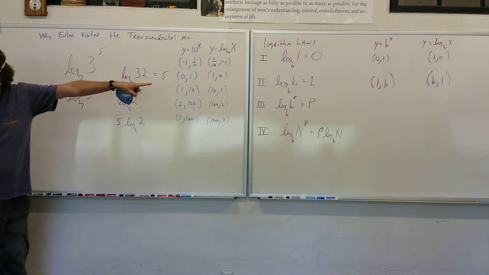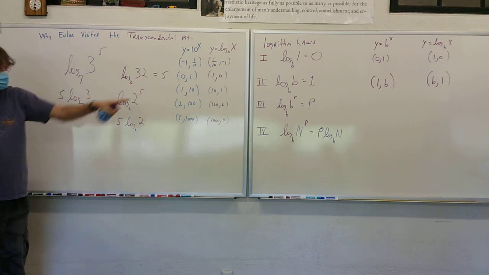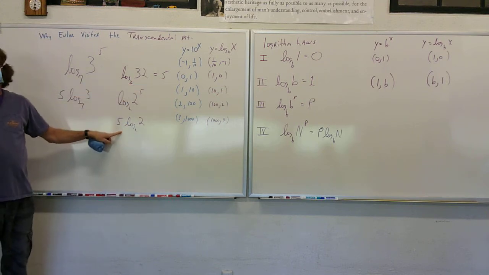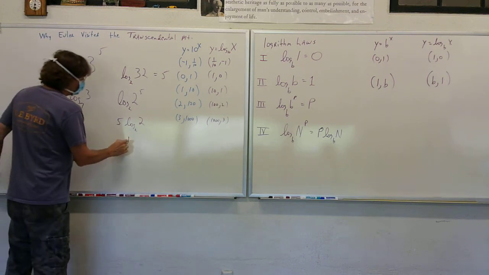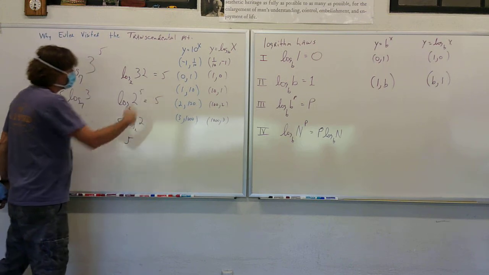Log base 2 of 2 equals what? 1, right? Is everybody okay that log base 2 of 2 equals 1? And 1 times 5 would equal? 1 times 5 would equal 5. So you still get 5. So all three of those rules all give you 5.